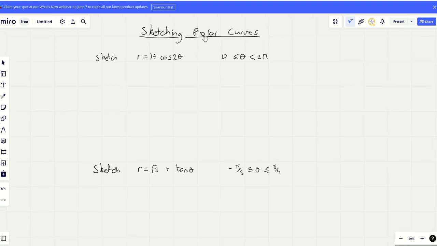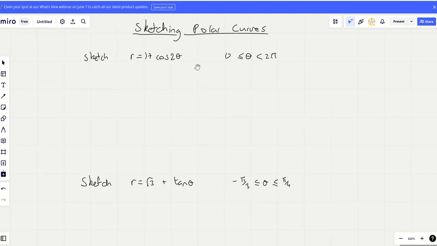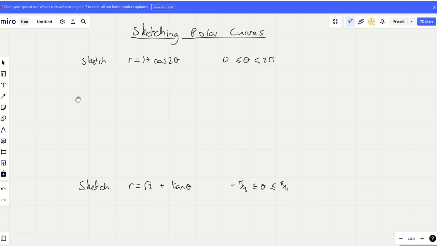This has come after a request. I know it's very likely to come up in your next paper as well. There's bound to be something on polar. I don't know if it's going to be sketching, I really don't, but let's face it, it's not uncommon for them to ask you to sketch polar curves. And yeah, it can be difficult.